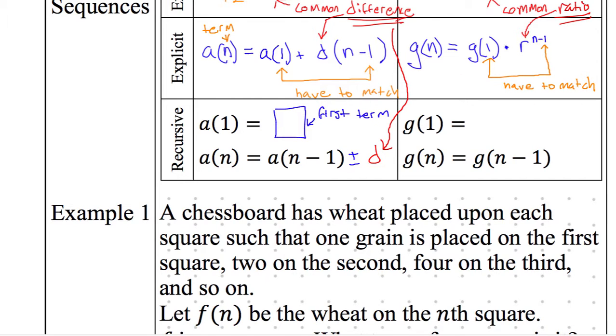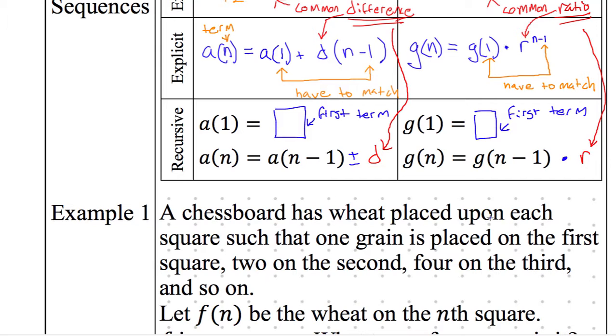Anyway, again, you have g of 1 is equal to the first term. There's the first term. And then here's, again, the key. The most important thing is, what symbol? What operator? It is going to be multiplied by a ratio. And that's going to be the common ratio. Only multiplication. Multiply. And that's the key part.